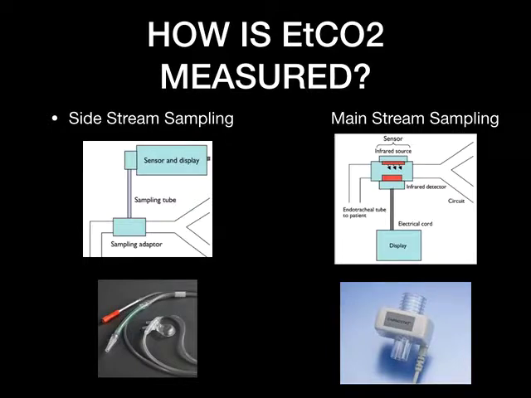So how is ETCO2 measured? Well, there are 2 major ways. The first is side stream sampling, and that's when in our tubing connected to our oxygen to our patient, we have another little tube that we can add on, and we've usually seen that as the nasal cannula, where a small amount of gas is sampled and then sent to a detector. Or we can have mainstream sampling, where the actual detector is placed in line with the rest of the tubing.